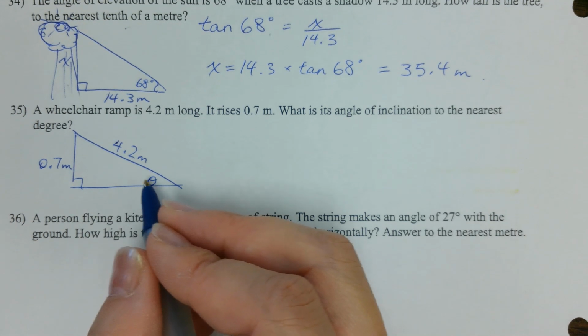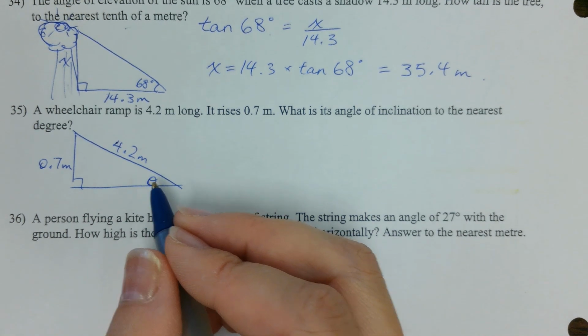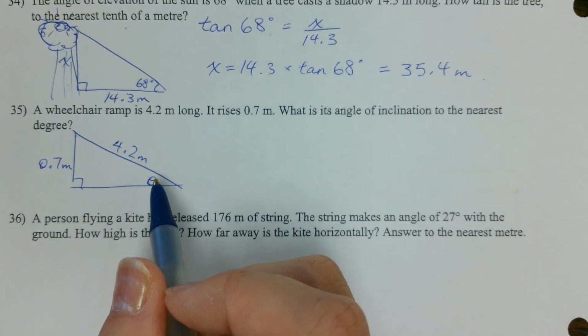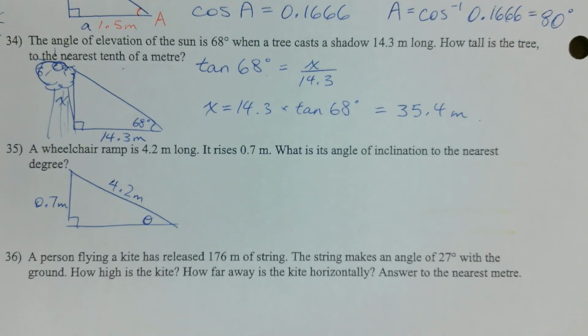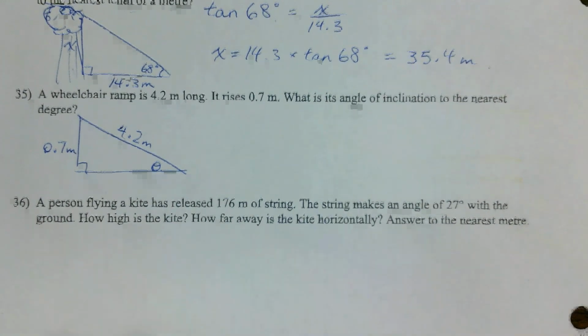So what is the name of this symbol? Theta, right. Okay, so you'll see this Greek symbol, it's called theta. You use it a lot in math and science. It just means angle. So instead of calling it angle A, I call it angle theta. It's just a variable.